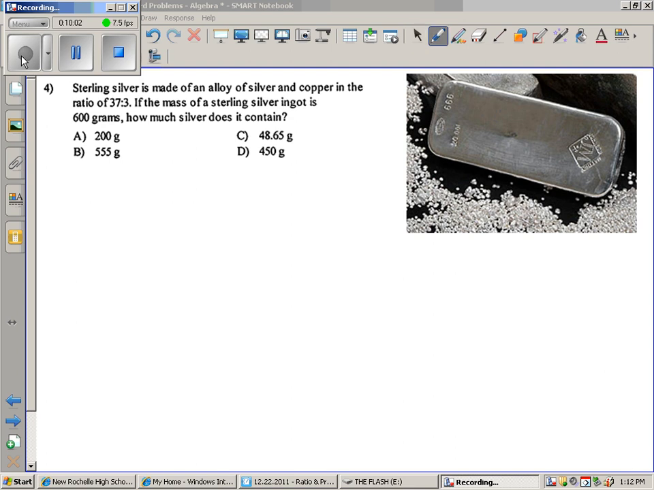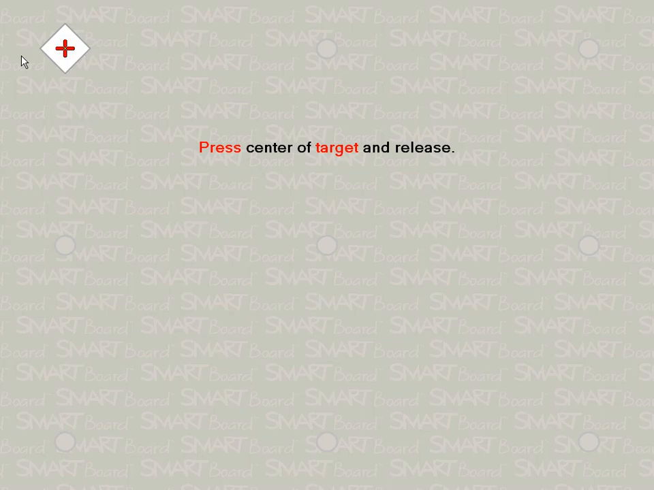So in a normal silver bar like this, 37 parts of this bar are silver. Let's pretend that this bar has 40 grams to it.